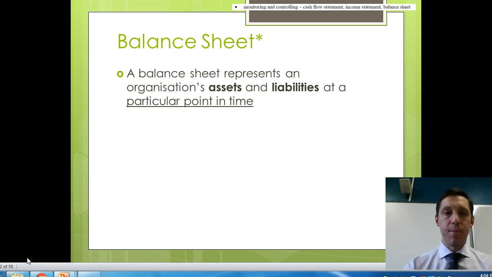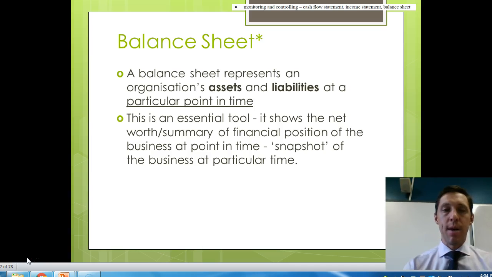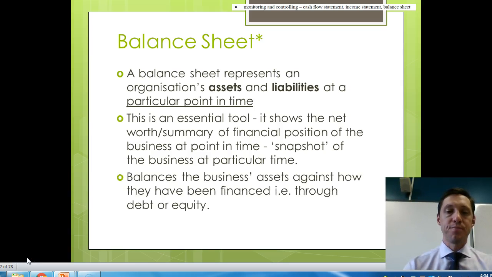So the balance sheet represents an organisation's assets and liabilities. The important thing is that it is at a particular point in time. It is like a snapshot of a business at any point in time. Generally, it's at the end of the financial year, so 30 June for the relevant year, but it can be constructed at any point of time. And it's effectively showing the net worth of the financial position of the business at that point in time.